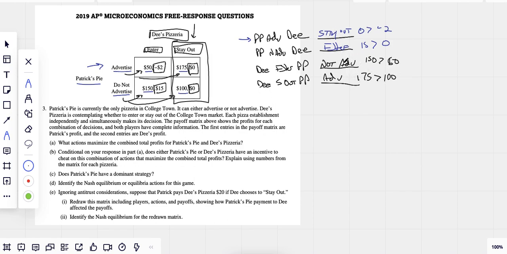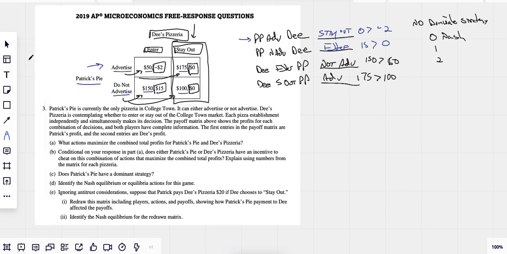Now recognize that nobody has a dominant strategy. When there is no dominant strategy, it gets tricky because there can be 0 Nash equilibriums, there can be 1, or there can be 2. All right, let's see if we can figure these out. Let's go back in. Let's clean this up a little bit so we don't have all of these all over the place. And okay. Now let's read it.